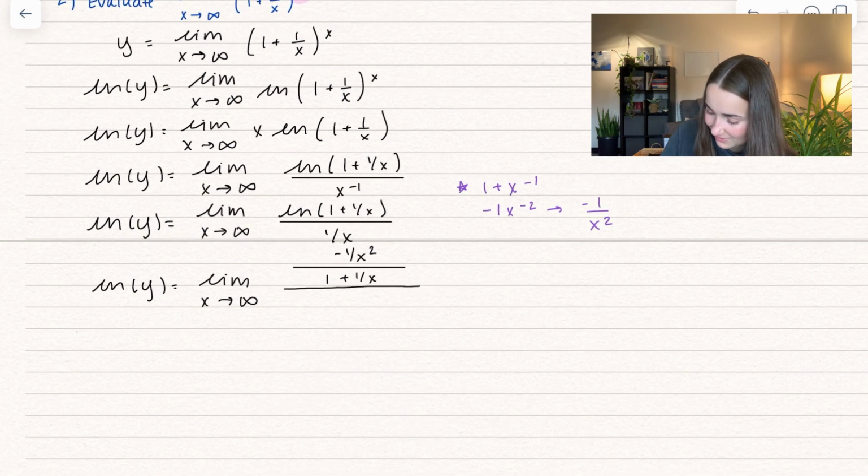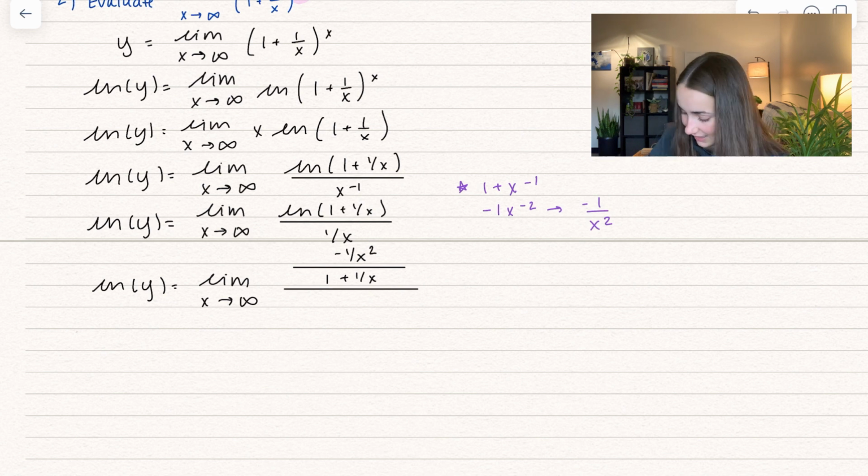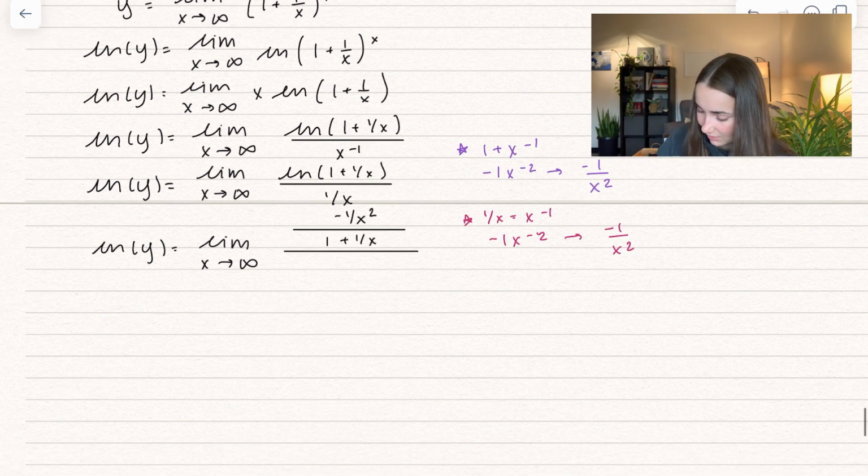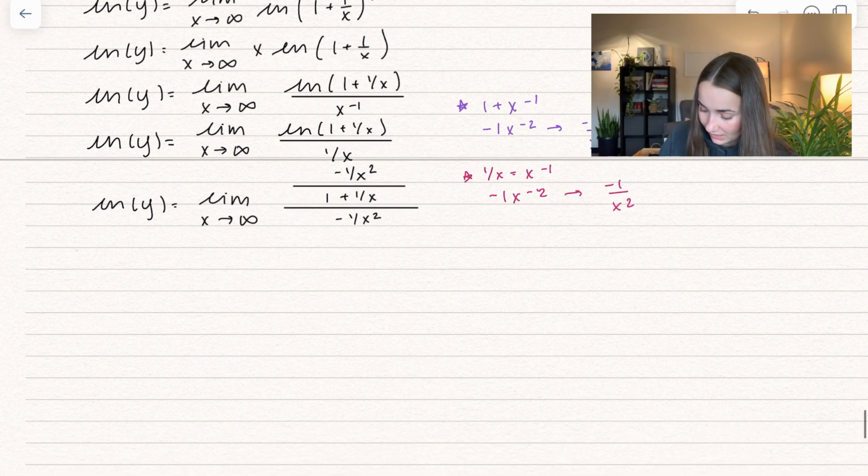Okay, and then all of this is going to be divided by the derivative of 1 over x. So again, I can just rewrite the denominator. 1 over x is equal to x to the power of negative 1. So when I take the derivative, I get negative 1 x to the power of negative 2. Exact same thing, negative 1 over x squared. So that's what I have in the denominator. Okay, we have a lot of fraction action going on. Let's go ahead and rewrite this.